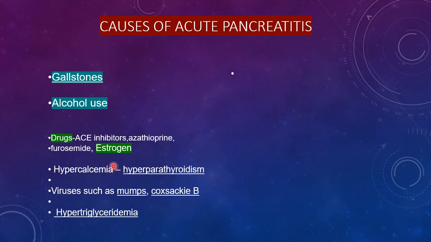Hypercalcemia is another important condition which predisposes to acute pancreatitis, especially in cases of hyperparathyroidism. Infection by viruses is very common, especially in children, such as mumps and Coxsackie B viruses. Hypertriglyceridemia, where there is a high level of triglycerides in the blood, also predisposes to acute pancreatitis.